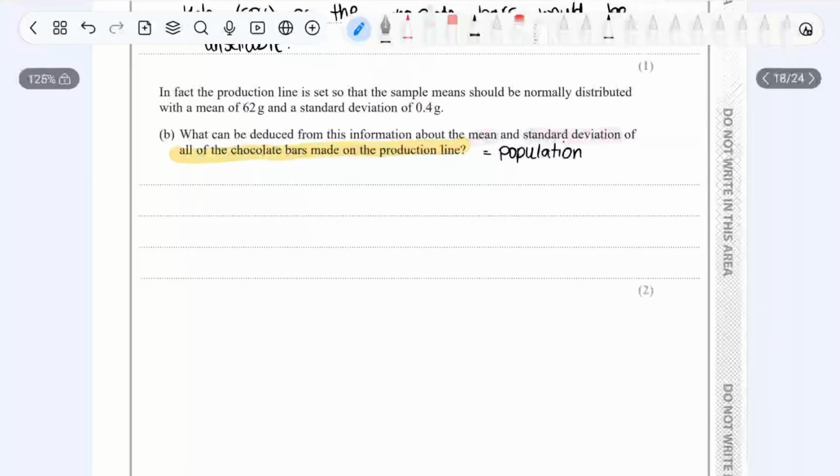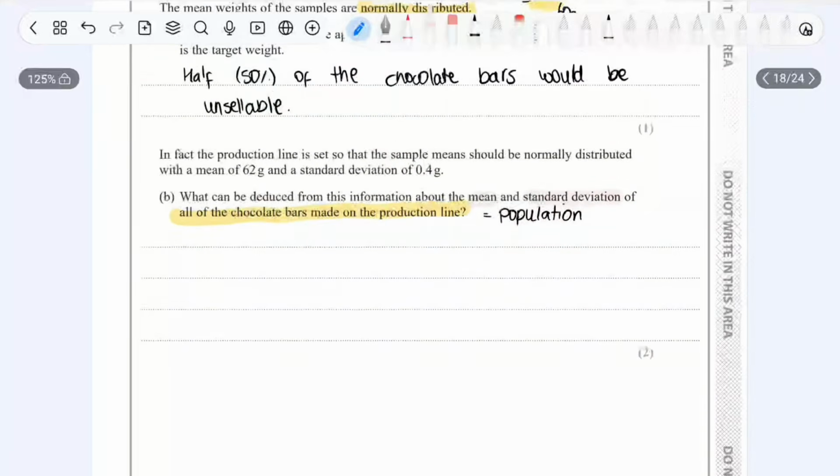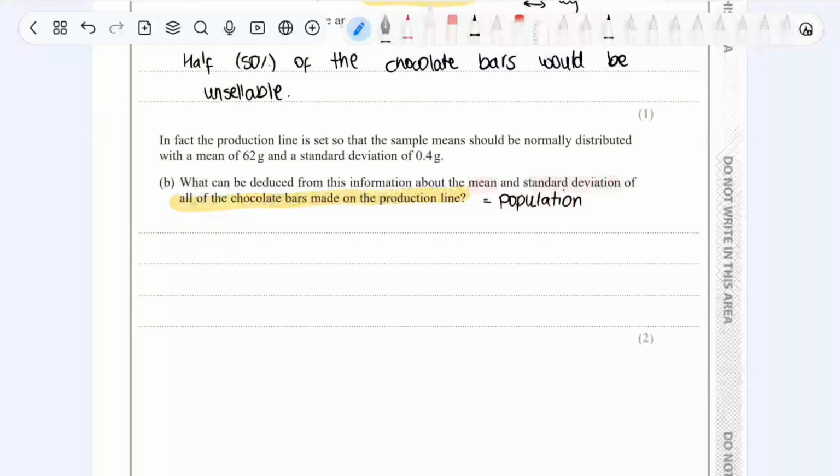So for the mean, look at the 62 grams. What should we deduce from this? Well, you can see that the mean of the population should be roughly equal to 62 grams, as that's what the normal distribution follows, a mean of 62 grams. So we can deduce from this that the mean of the population should be roughly equal to the mean of the sample, which is 62 grams.